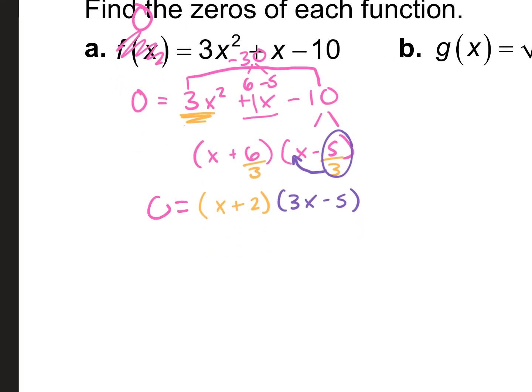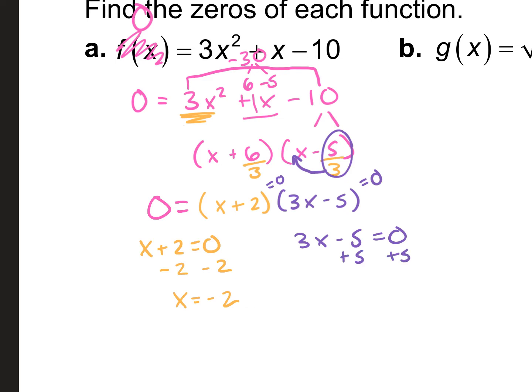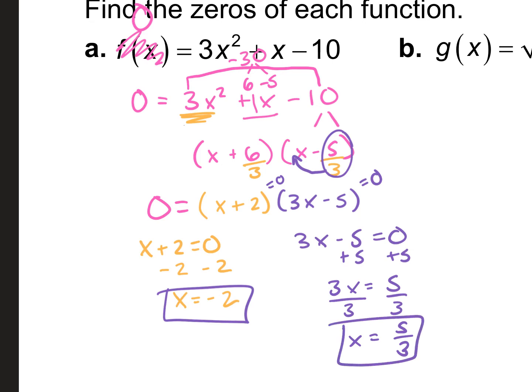I still have to find the zeros. So I just set each one of my parentheses equal to 0. So I have x plus 2 equals 0 and 3x minus 5 equals 0. In the first one, subtract 2 on both sides, so x is equal to negative 2. In the second one, we add 5, so 3x is equal to 5. Divide by 3. X is equal to 5 over 3. So my 2 zeros of the function are negative 2 and 5 over 3.